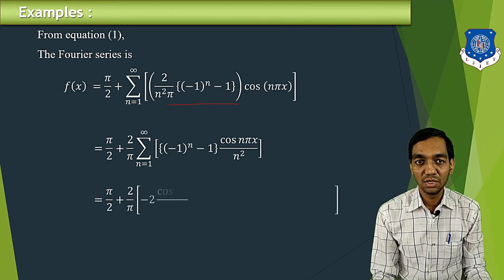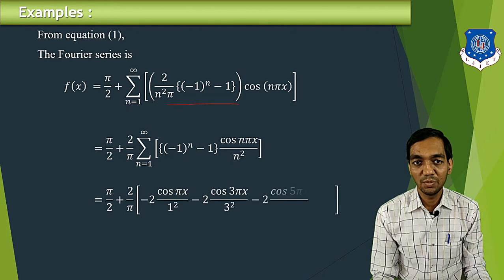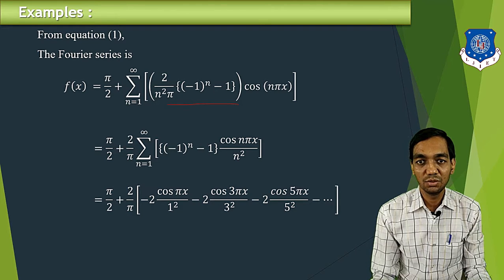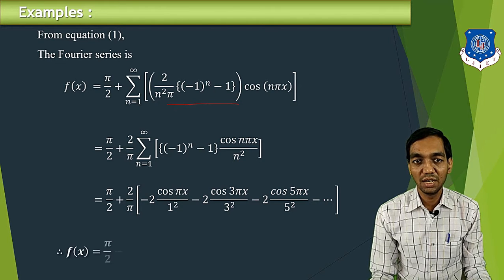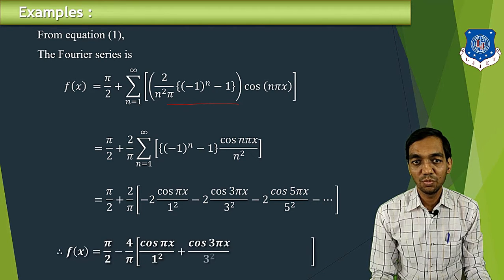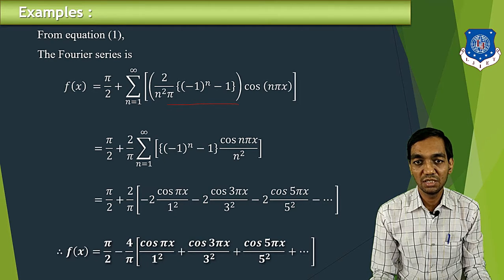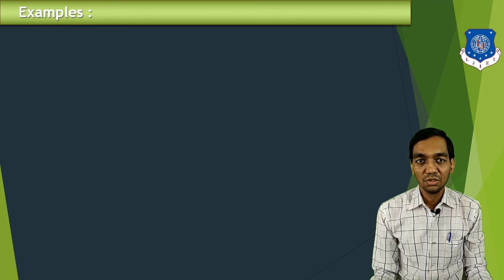That will give you the Fourier series π by 2 plus 2 by π into the bracket −2 into cos πx upon 1² minus 2 into cos 3πx upon 3² minus 2 into cos 5πx upon 5², and so on. Taking −2 common, you will have π by 2 minus 4 upon π (cos πx upon 1² plus cos 3πx upon 3² plus cos 5πx upon 5², and so on). So this is the required Fourier series of the given function.